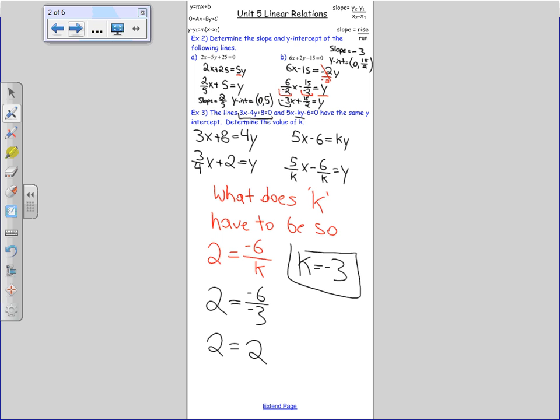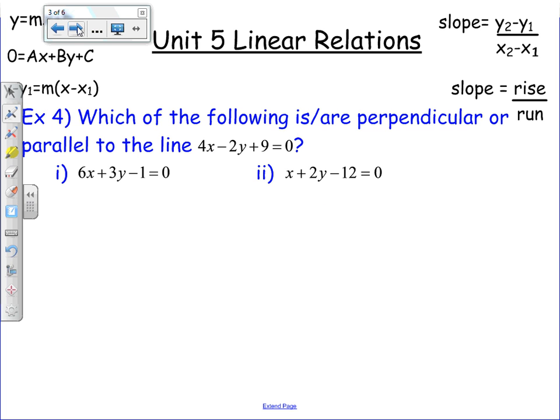Okay. Which of the following is R? I guess it depends if they are perpendicular or parallel to that line. So, what does perpendicular mean again? What does the slope have to be if it was perpendicular? Yeah, but what do we call it? Negative reciprocal. And what does parallel mean about the slopes? It means they're the same. So if you switch these into slope-intercept form, you should figure out whether they are or not.